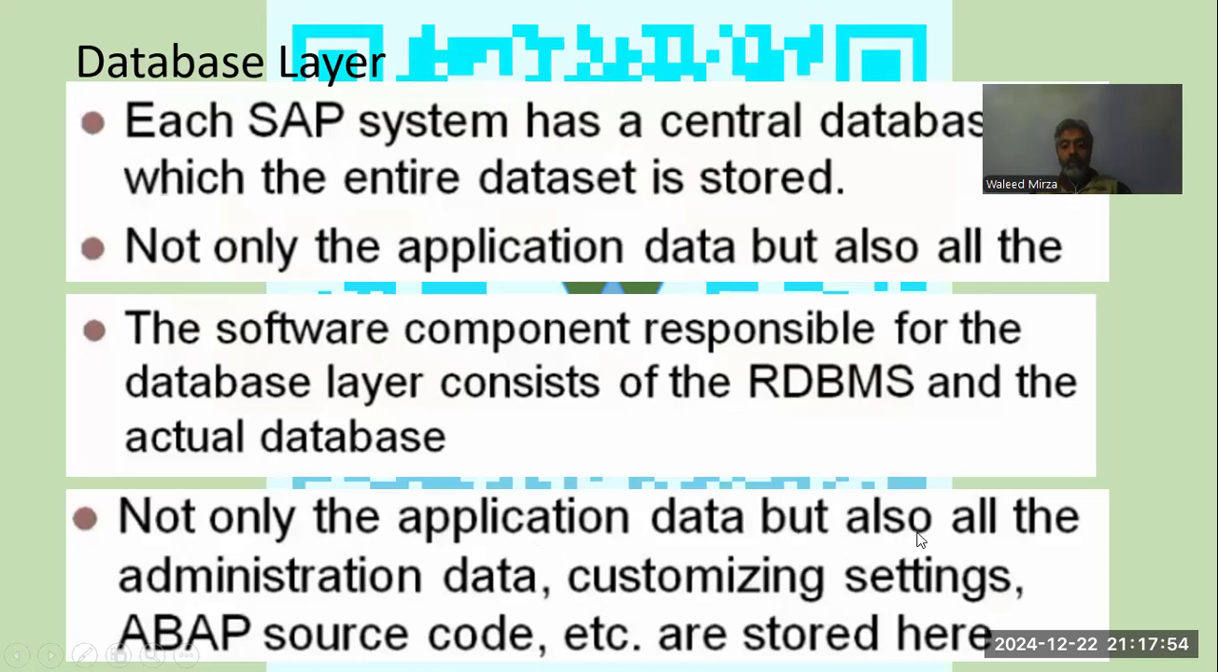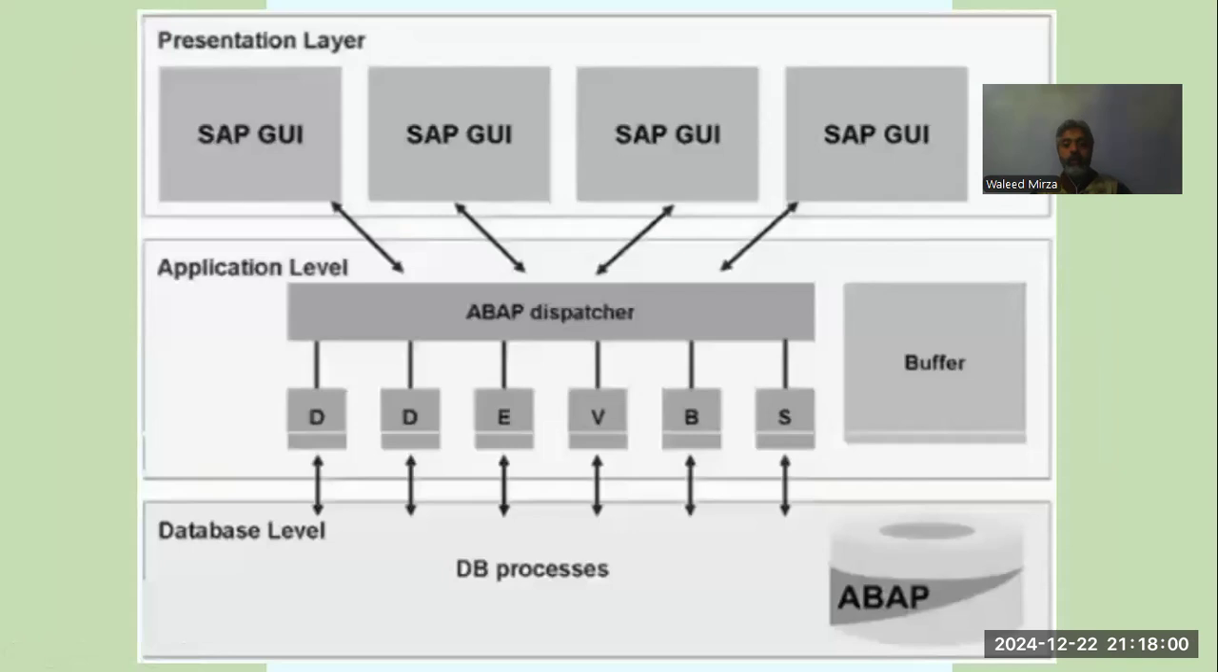Not only application data, but also the administration data, customizing, as I said earlier, the source code is also stored here. Okay. The dispatcher, again, these are the work processes that work with the database process. And the database gets updated by and handled by the dispatcher, the buffer. It stores the work requests and the user context as well.